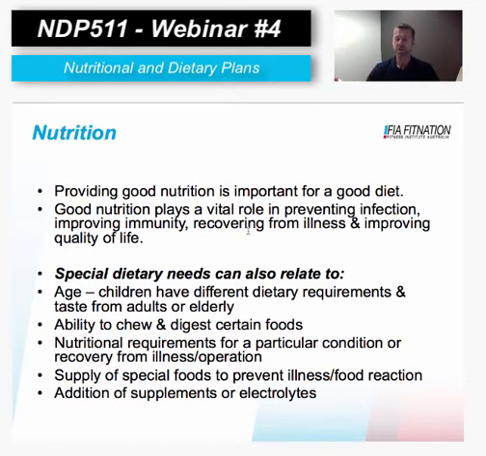Metabolism goes up during periods of illness, so you definitely have different nutritional requirements post-operation or during an illness, or post-illness as well. Supply of special foods to prevent illness, food reactions. Obviously we've talked about allergies and intolerances. Addition of supplements or electrolytes, which we talked about briefly, and again there'll be a lot more about that when we get on to the sports section next semester.